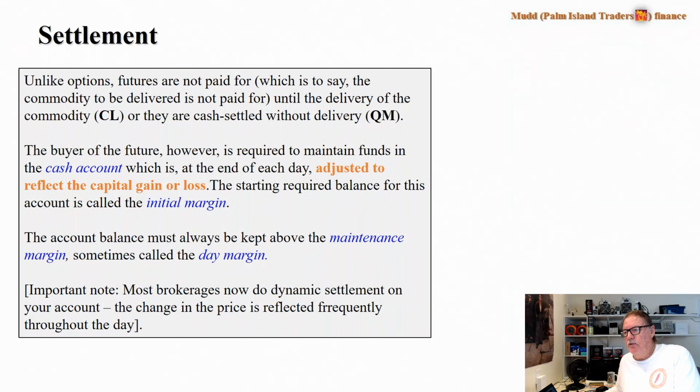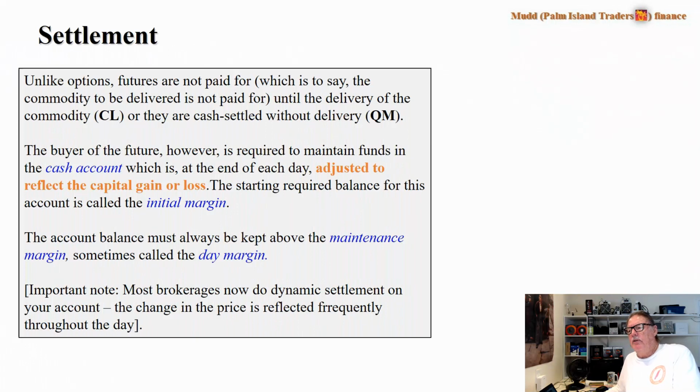The buyer of the future, however, is required to maintain funds in a cash account, which at the end of the day is adjusted to reflect the capital gain or capital loss for that day. The starting required balance for this is called the initial margin, as we already know. We saw what it is for the two oil contracts. The account balance must always be kept above the maintenance margin, which is sometimes called the day margin.